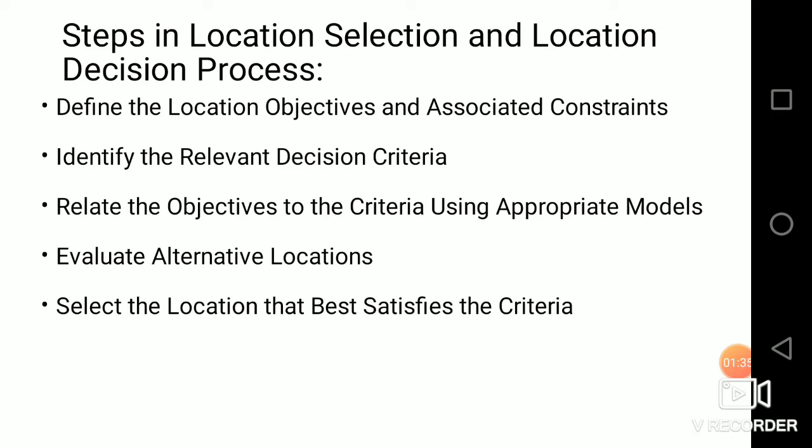The next step is to relate the objectives to the criteria using the appropriate models. The appropriate models are the factor model, factor rating model, and weighted average model. Those things we'll be seeing in the next topic. And then, evaluating the alternative locations.